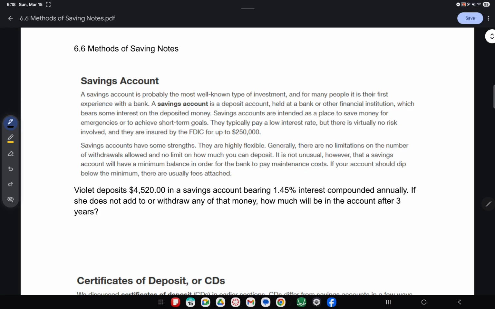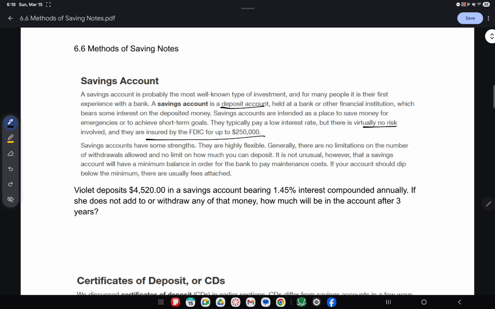Most people have a checking account and a savings account. So it's a deposit account, usually at a bank or a financial institution, that you earn interest on. Risk-wise, there's usually not a risk, and they're usually insured for up to $250,000.